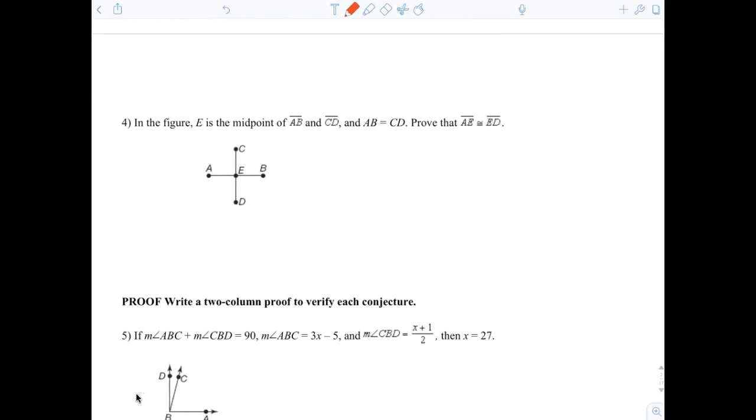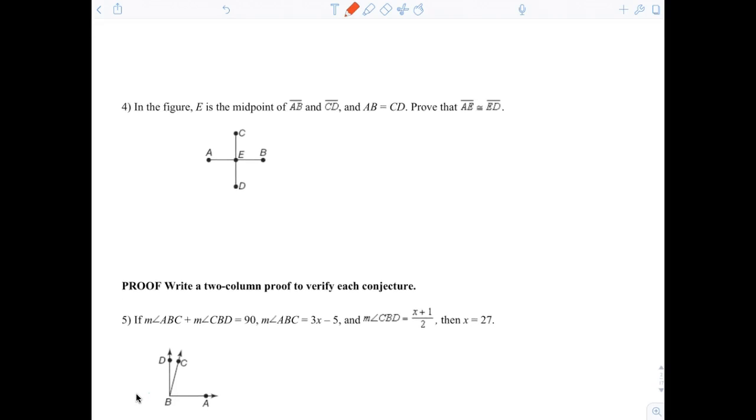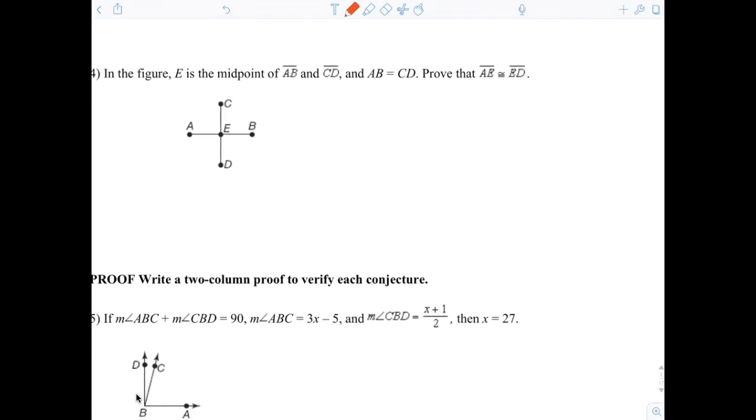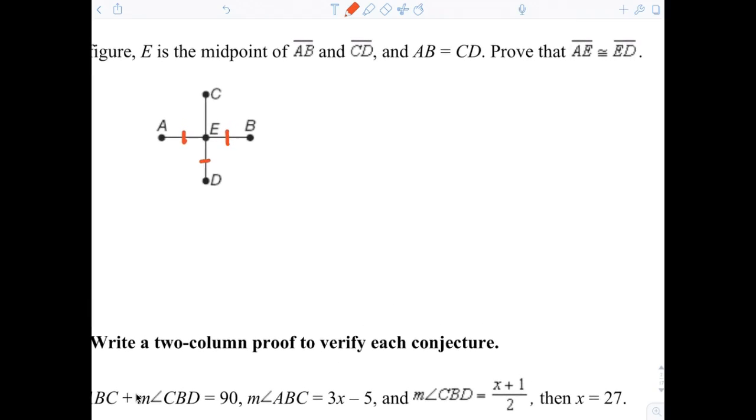In the figure, E is the midpoint of AB and CD. So here's our first little proof here. Let's see if we can do this. Now, if E is the midpoint of AB, then I would like for you to mark that as true. And then if E is the midpoint of CD, then what? I would mark them exactly.